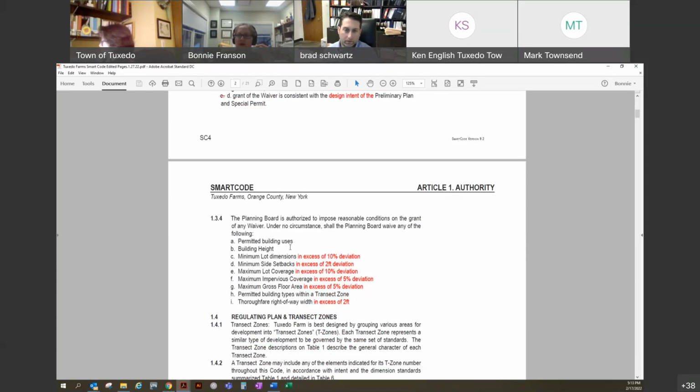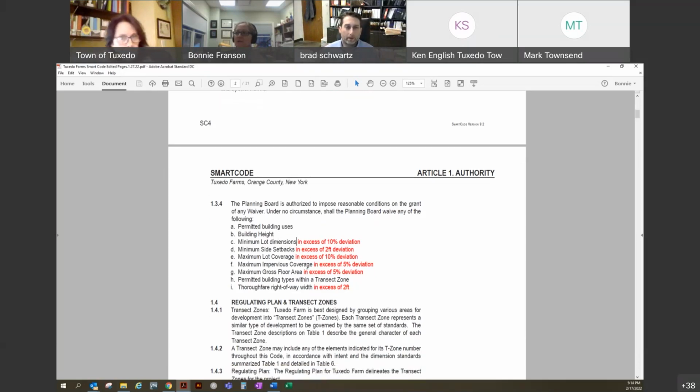Building height was another aspect of the project that the town board did not want the planning board changing. The concern being, if this was supposed to be a 2.5, 3-story development, it doesn't suddenly want to find that there were 6-story buildings going in. So building height was definitely not to be waived.